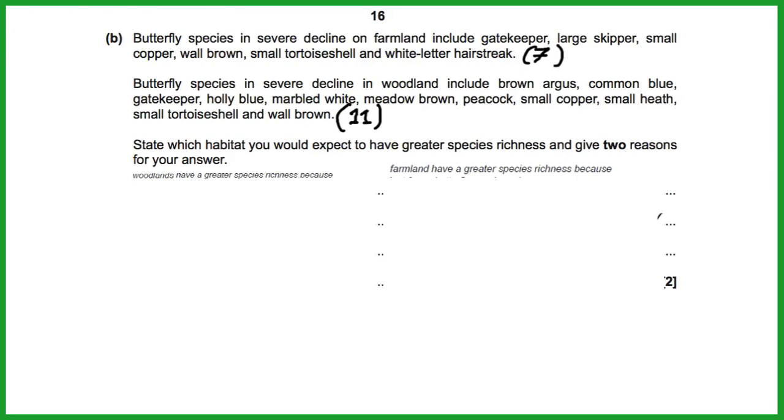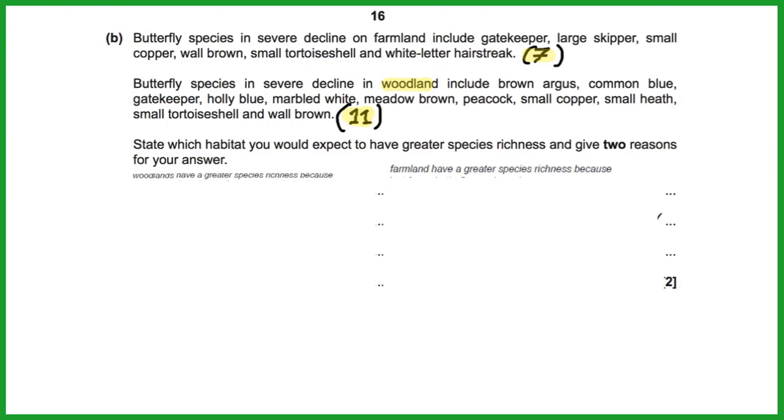Butterfly species in severe decline on farmland include gatekeeper, large skipper. I won't list them all, but there are 7 in total in severe decline. Butterfly species in severe decline on woodland include brown argus, common blue, and there are 11 in total.